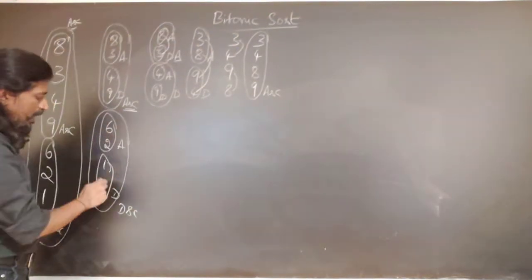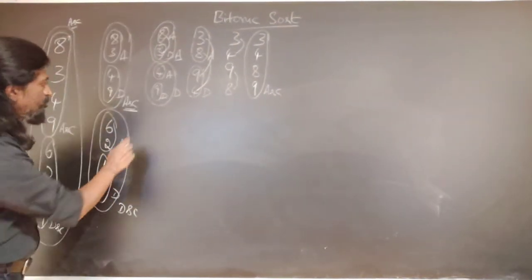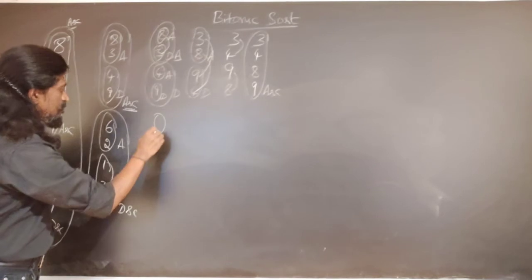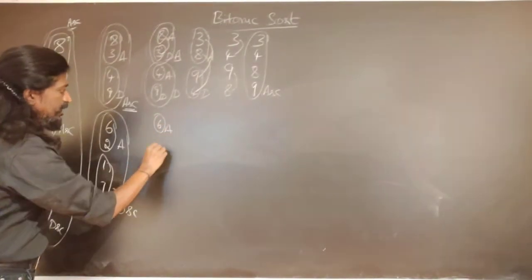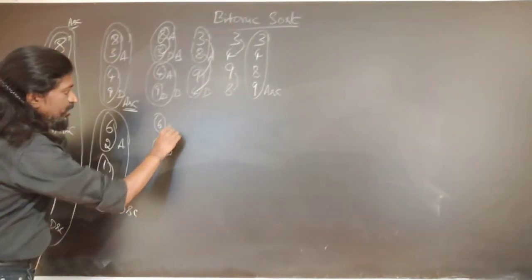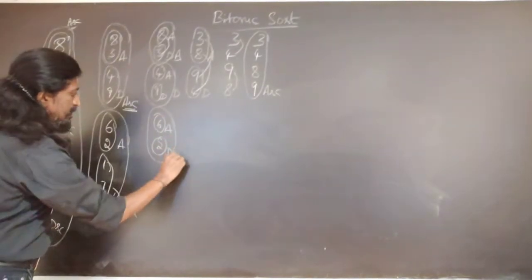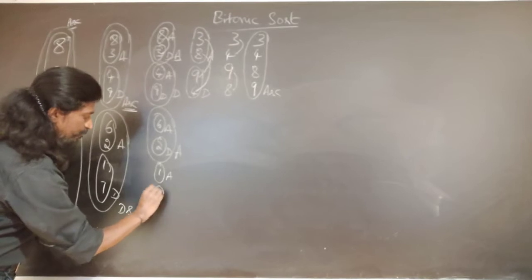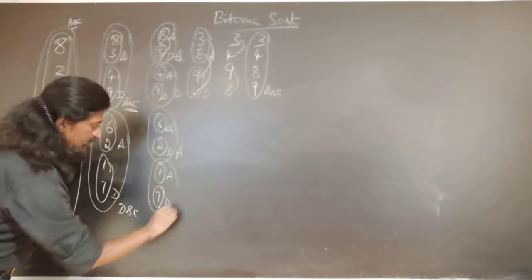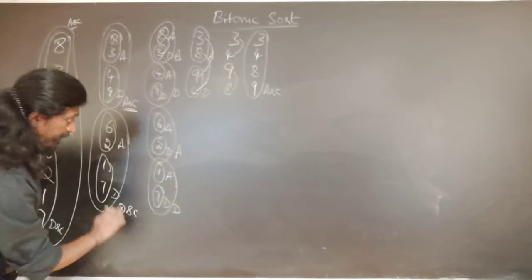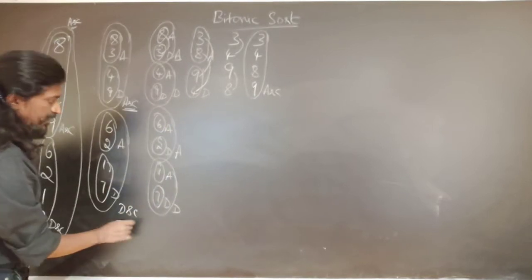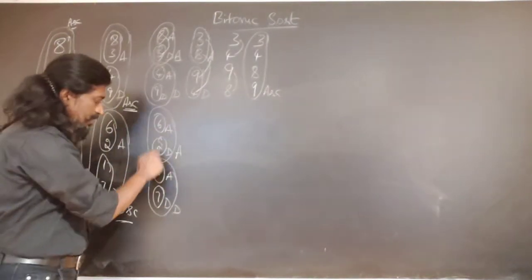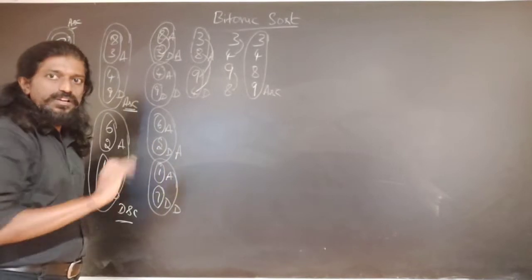So now we have subarrays of size 2 each. We have to further divide it into subarrays of size 1. So 6 in ascending, 2 in descending. These 2 elements in ascending, 1 in ascending, 7 in descending, and these 2 in descending, and finally these 4 in descending. Okay, so now since each subarray consists of only 1 element, they are sorted by themselves.